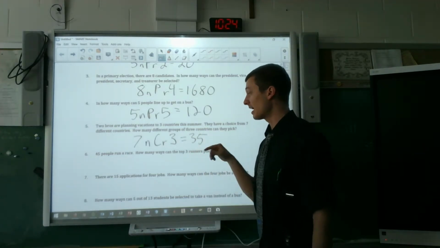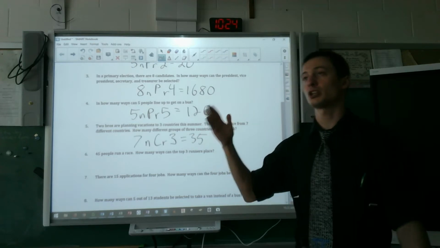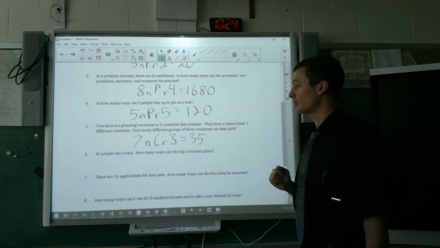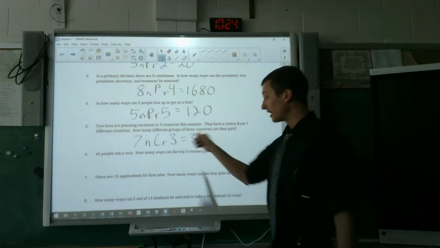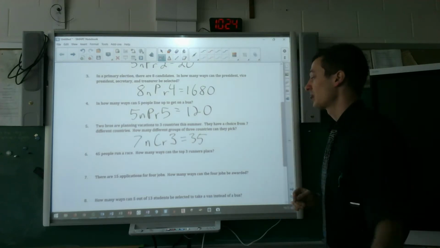This 35, the combination, has to be smaller than the permutation because the permutation has different orders. So there's going to be different numbers of ways that you can do that. But again, we're talking about groups of 3 countries, so this order doesn't matter.